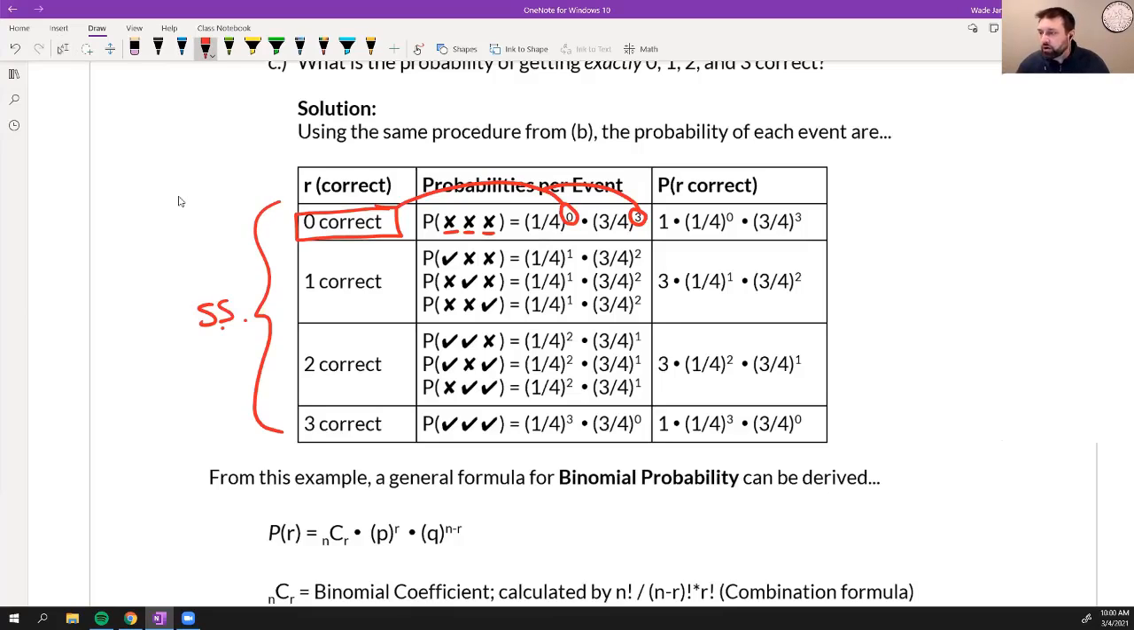because 3 of them would be incorrect. If you want to know what's the probability of getting exactly 1 correct, that would be P to the 1st power for 1 correct, and Q to the 2nd power for 2 incorrect. If you wanted to know about getting 2 correct, again, the pattern is P to the 2nd power, Q to the 1st power. 2 correct, 1 incorrect. Or the probability of getting it correct to the number of correct power, and the probability of getting it incorrect to the number of incorrect. And then finally, 3 correct would give you this, 3 and 0, okay?